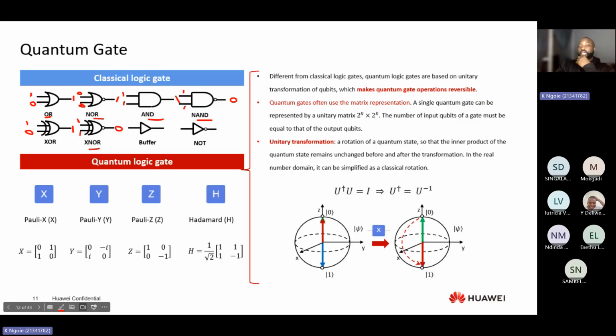Okay. So that is what we have there in terms of logical gates. Any question on that?